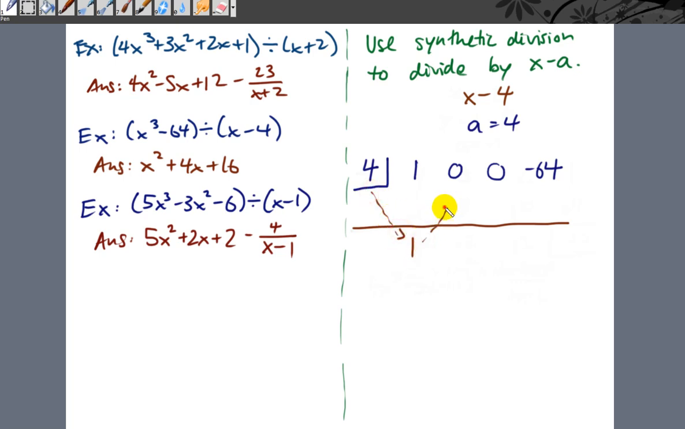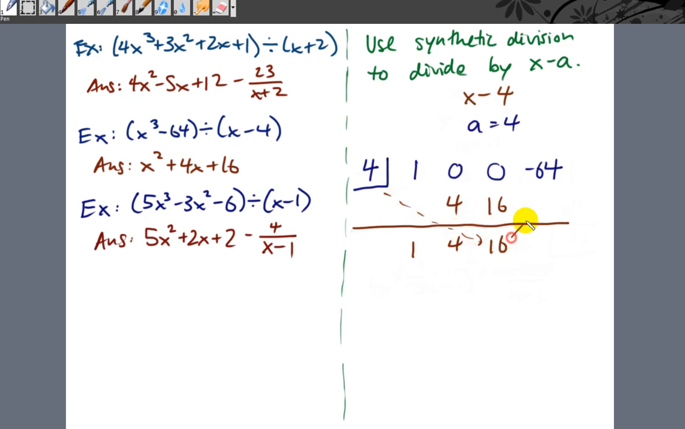Then we need to multiply 4 times 1, and that's 4. So 0 plus 4 is going to be 4. Then we need to multiply this one. So 4 times 4 is going to be 16. So 0 plus 16 is going to be 16.